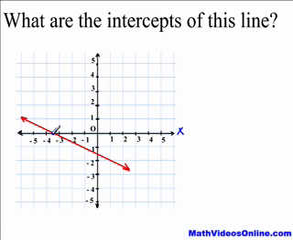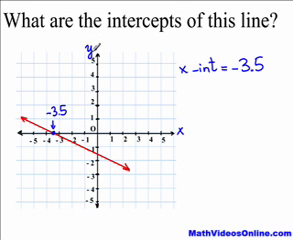In this example, the line crosses the x-axis in a point that can be approximated to -3.5. Therefore, the x-intercept is -3.5. The y-intercept is also not a whole number. We can approximate the y-intercept with -1.5.